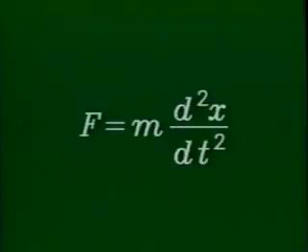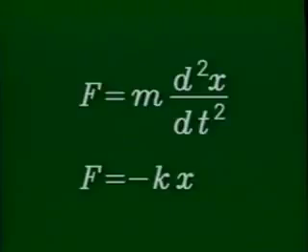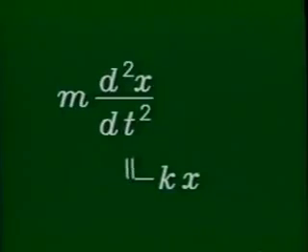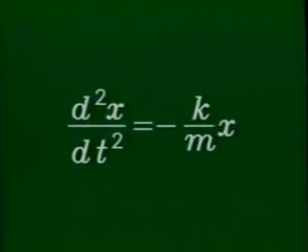The inexorable law in mechanics is F equals m times a, the second derivative of x. In simple harmonic motion, force comes from the displacement x itself, F equals minus kx. Together, these two equations give the differential equation that describes simple harmonic motion.